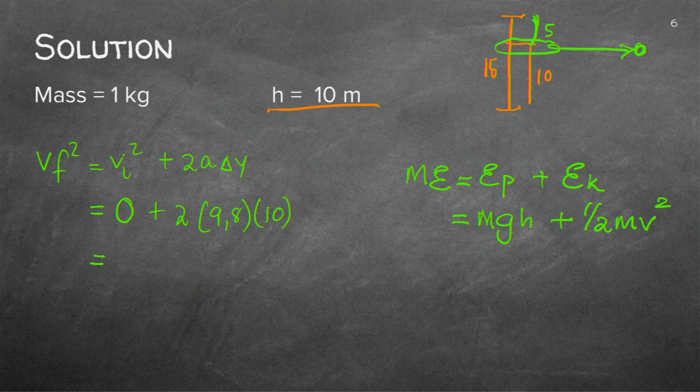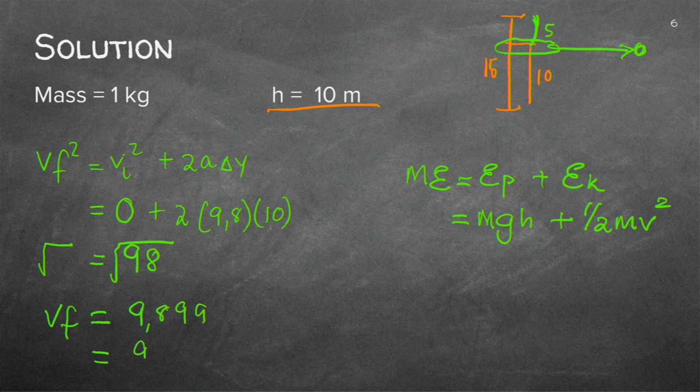Remember, you're going to get VF squared. So that value there is 98. And if I get the square root of these two quantities, I get VF. The final velocity will thus be 9.899, and I can round that to 9.9. This value here, I'm going to use in this equation here. So let's substitute and get to an answer.